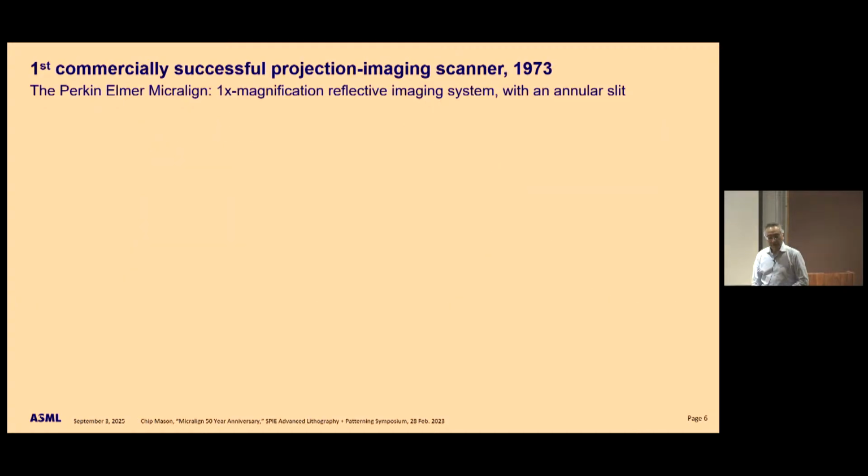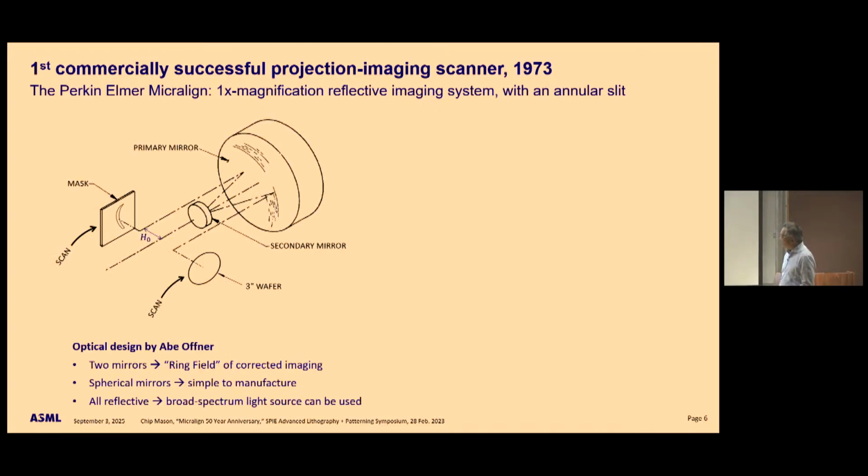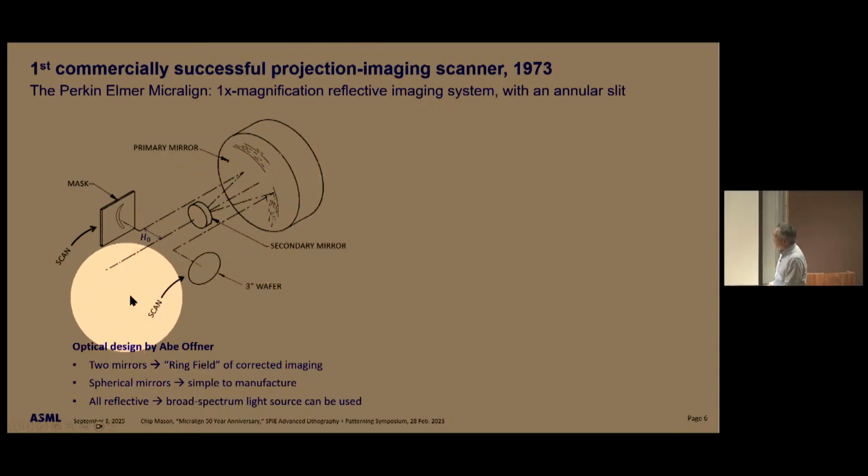And then, of course, in the early 1970s, there was this company called Perkin-Elmer. They made the first commercially successful projection aligner. To be precise, in 1973. This was the Perkin-Elmer Microline, a 1x, meaning no magnification or demagnification, right? Reflective imaging system with an annular slit. It's actually quite clever. The designer of this optics was called Abe Offner, a gigantic figure in lens design. He's passed away. But this system has only 2 mirrors, concentric, one concave, one convex, right?